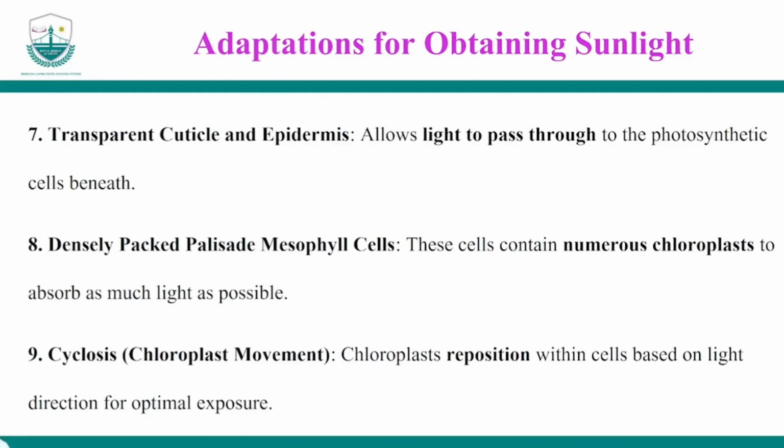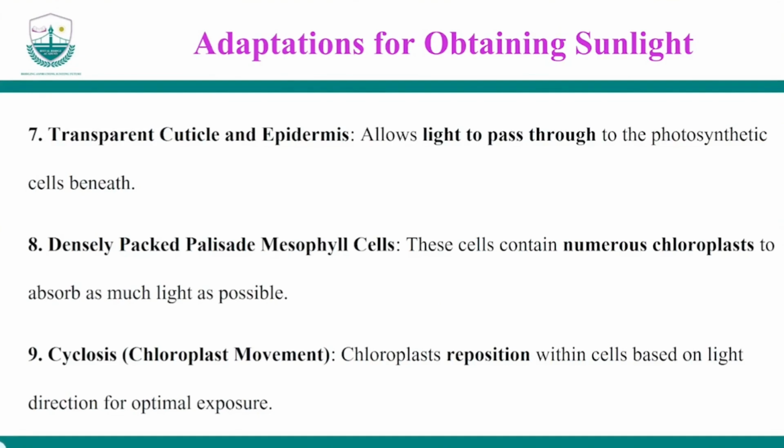The cuticle that prevents the evaporation of water is also very important in allowing sunlight to pass through, because it is actually transparent. Imagine if that cuticle is opaque. That means that light will not go through, and that means that the chloroplasts will not be able to get that light.